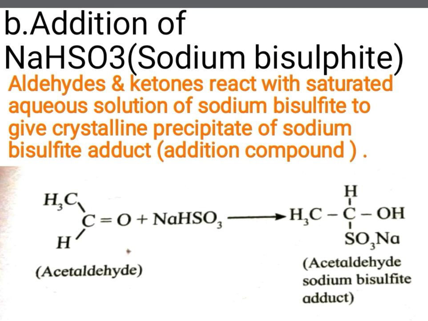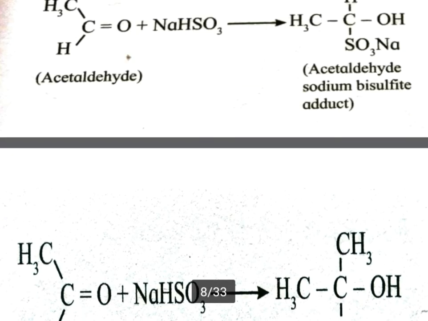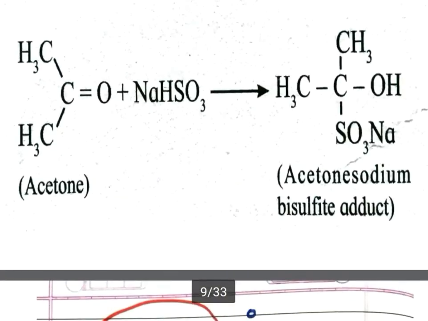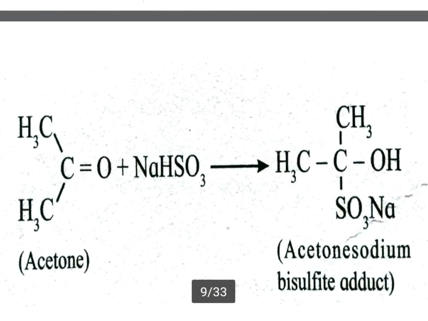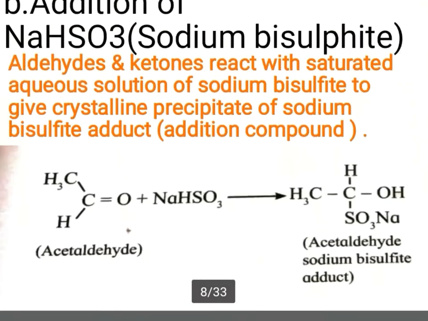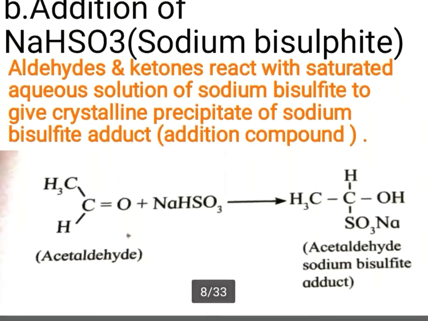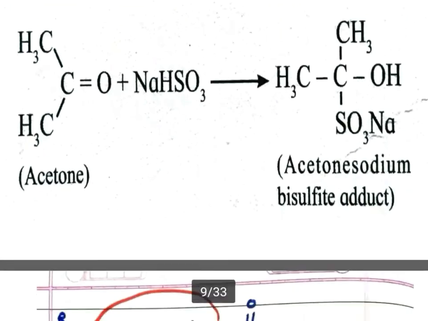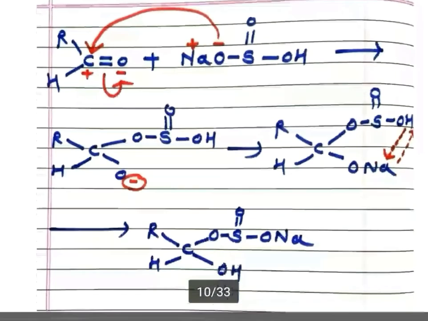But how does this addition happen? Here I am explaining its mechanism. This is the addition of NaHSO3 in case of ketone, and this reaction is showing addition of NaHSO3 in case of aldehyde. First try to understand the mechanism. See here, this is the slide which shows how NaHSO3 gets added to aldehyde and ketone.